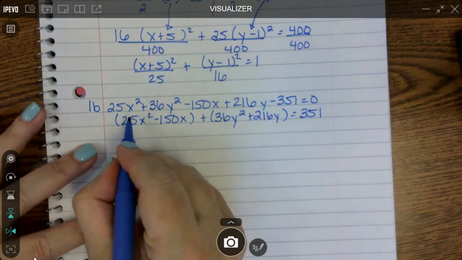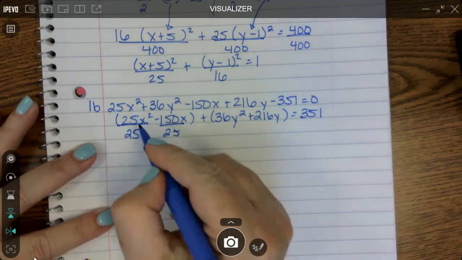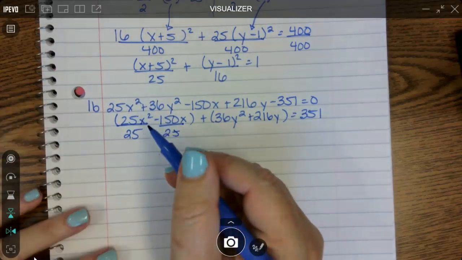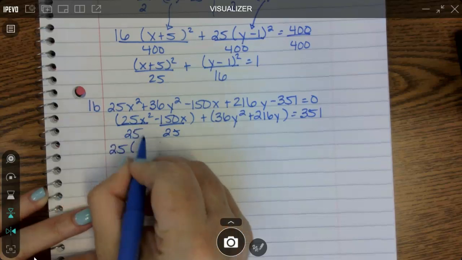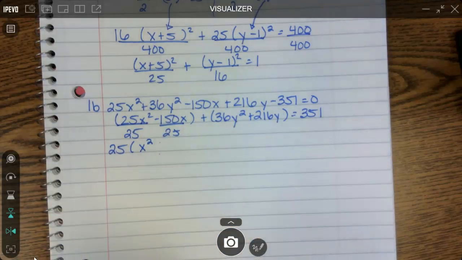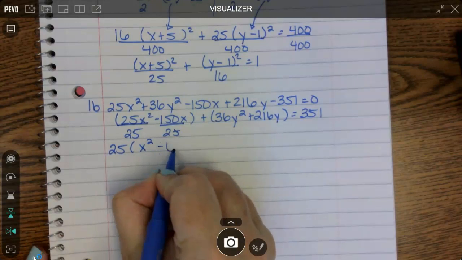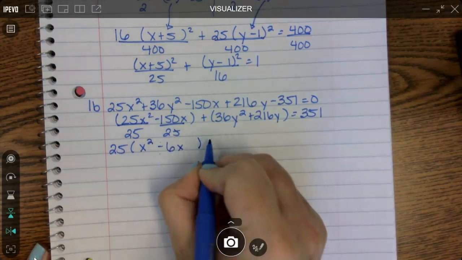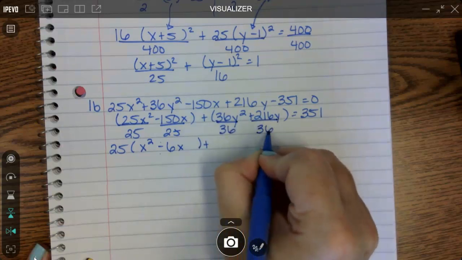So again, x squared needs to be by itself, so we're going to divide by the 25. So then we get 25, so that reduces just to x squared. 150 divided by 25, I think it's going to be 6. Yes, it is. Negative 6x. Leave a little bit of room. Now we're going to divide everything in here by 36.